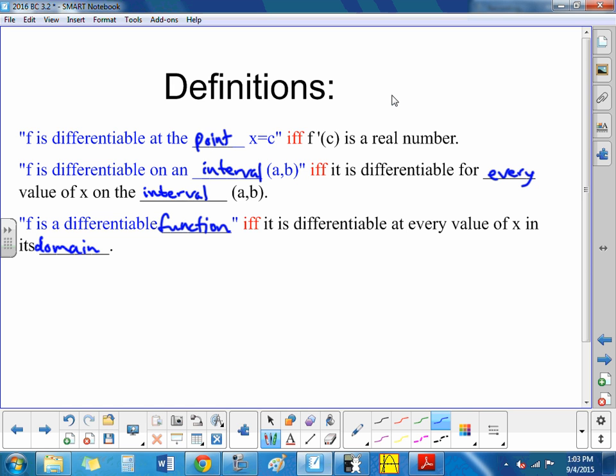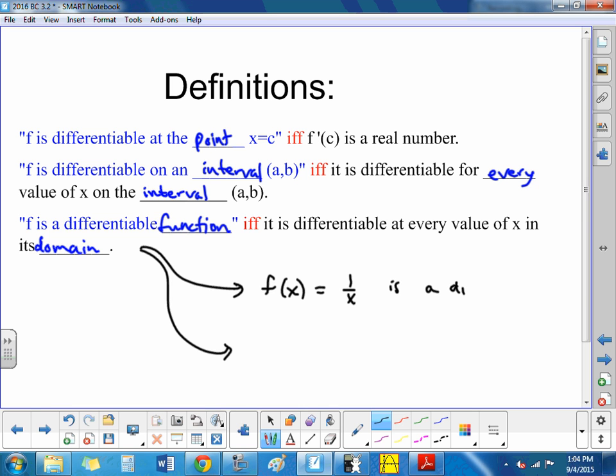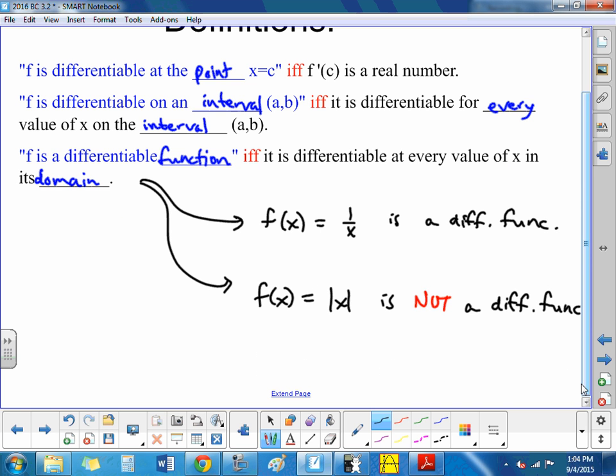Okay, so the only one that's even slightly difficult to understand maybe is the last one, but I think you're going to be just fine with it. So let's expound on this last one just a little bit. Okay? F of x equals 1 over x is a differentiable function. But f of x equals absolute value x is not. So I'd like to see if you know why that is. Why am I saying that 1 over x is a differentiable function, but not absolute value of x?